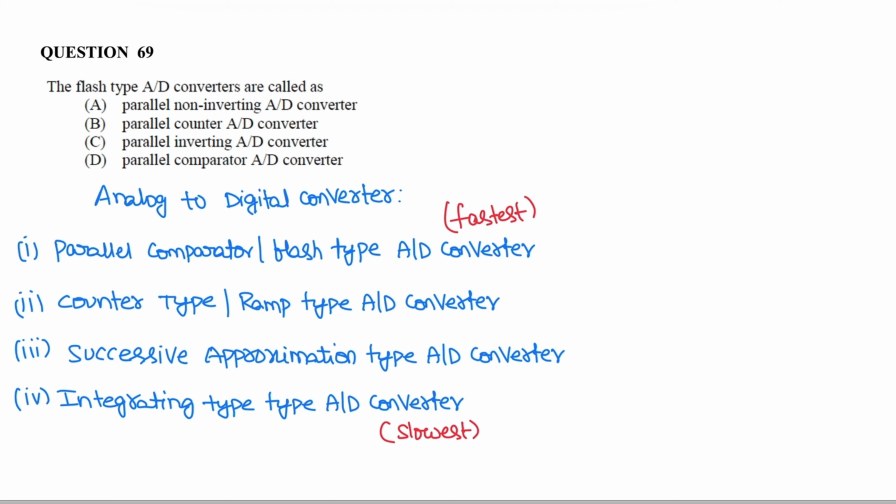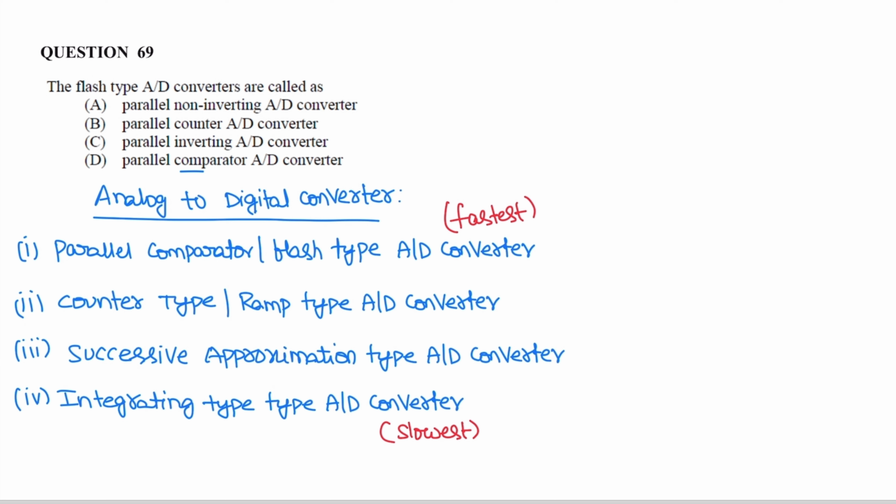Next question. Flash type A to D converter is also called. So there are four varieties of different types of analog to digital converters which convert analog to digital signal. First, parallel comparator or flash type A to D converter. Next, counter type or ramp type analog to digital converter. Next is successive approximation type analog to digital converter. Then integrating type analog to digital converter.